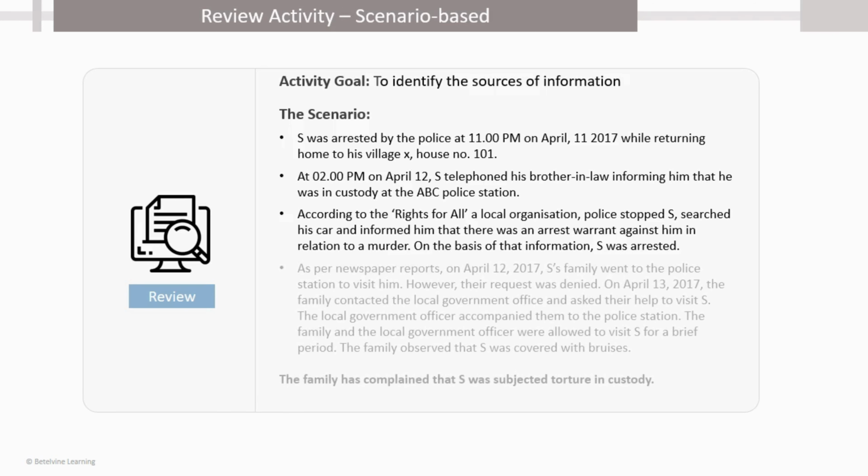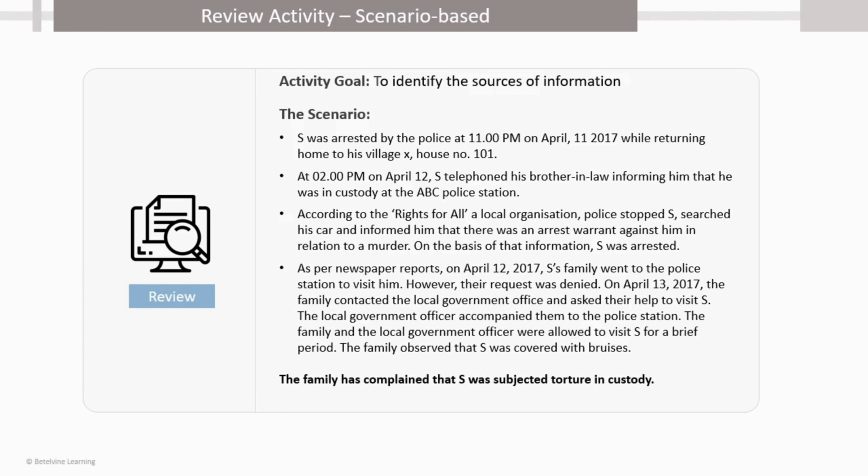As per newspaper reports, on April 12, 2017, S's family went to the police station to visit him. However, their request was denied. On April 13, 2017, the family contacted the local government office and asked their help in visiting S. The local government officer accompanied them to the police station. The family and the local government officer were allowed to visit S for a brief period. The family observed that S was covered with bruises. The family has complained that S was subjected to torture in police custody.